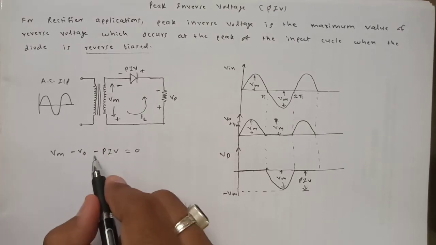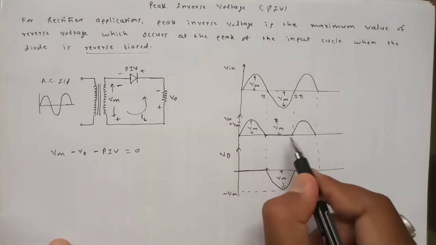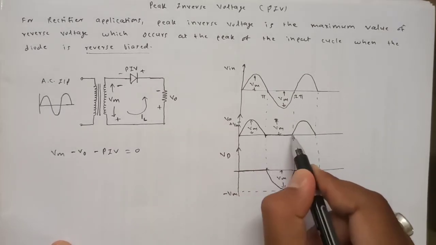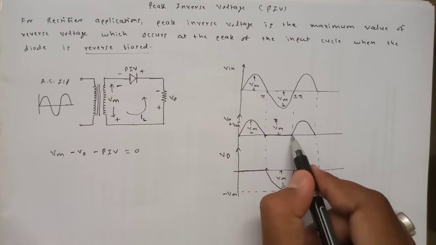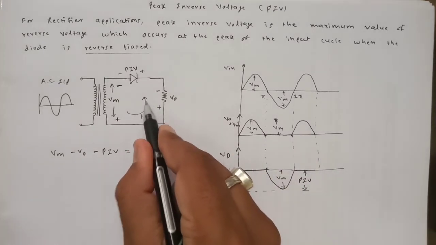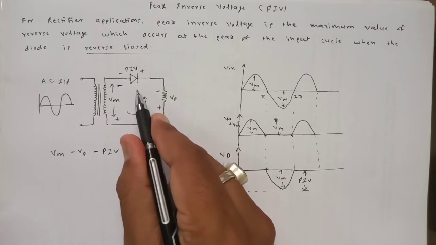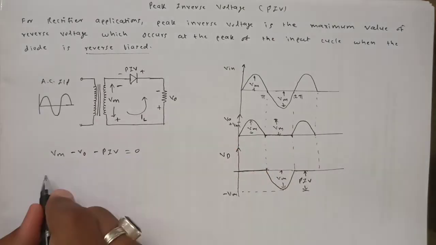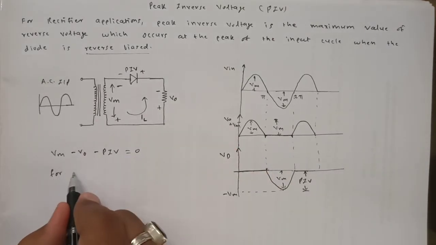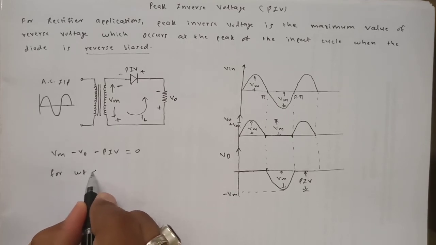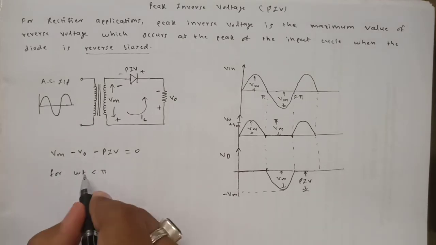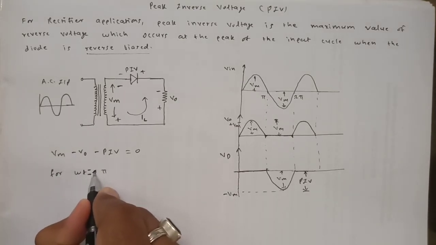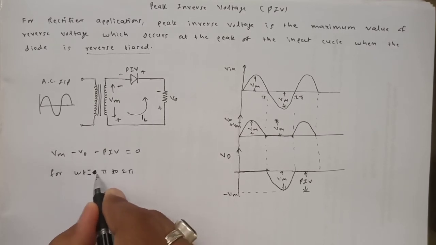Once again, as we are considering this case only in the duration pi to 2 pi, you can see that during pi to 2 pi the value of output voltage is 0. Why it is 0, I can again explain. Because during this period the current flowing is IL, and IL is nothing but the reverse leakage current of the diode, which is very small. So I will write, for the time duration omega t equal to pi to 2 pi, we are considering between pi to 2 pi.